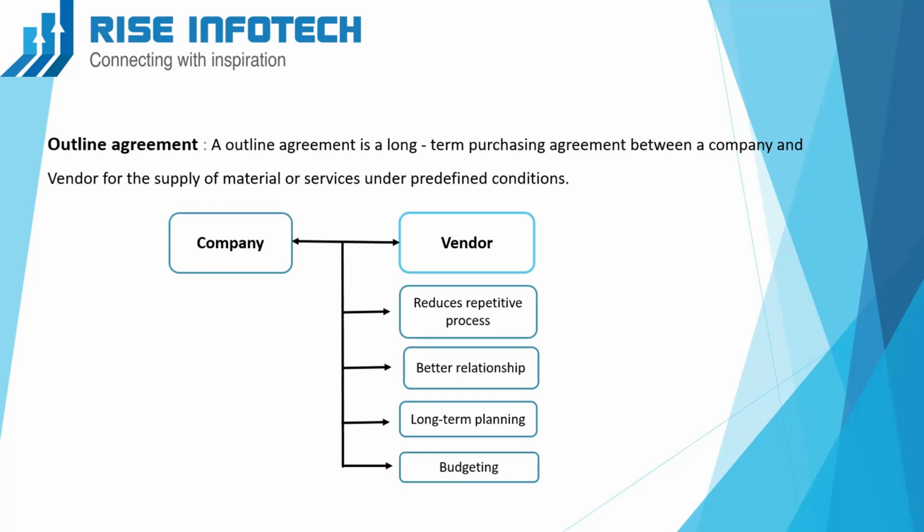So what is the benefit of the outline agreement? It reduces the repetitive process. Once we fix a particular vendor for a particular period, it reduces the repetitive work, which helps build a better relationship between the company and the vendor, and supports long-term planning.